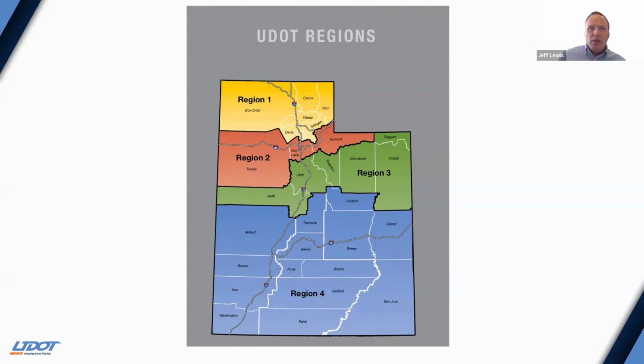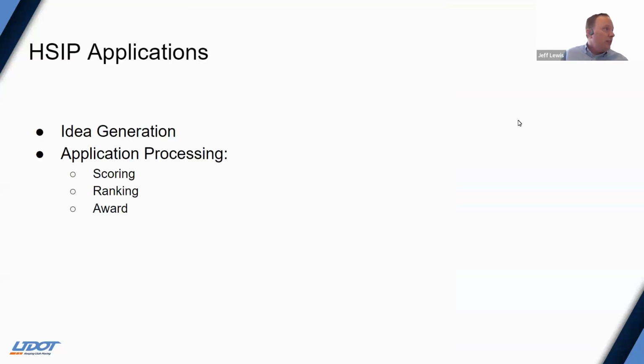As we're looking at applications, we also ask the question, does the application address roadway departure crashes? And if so, we have set aside HSIP funds to address systemic treatments. And then we look at all other safety project applications. And so that's how we generate ideas.